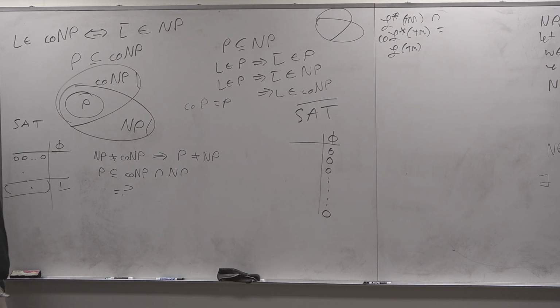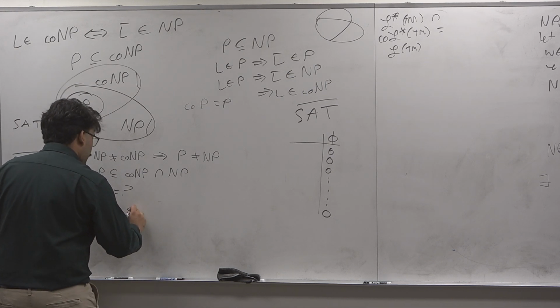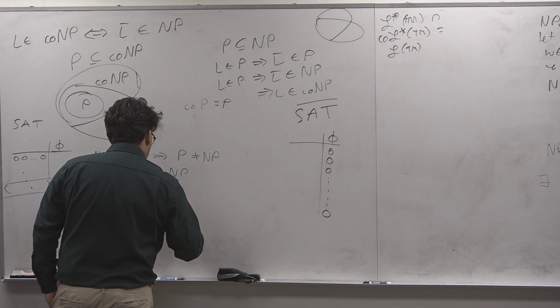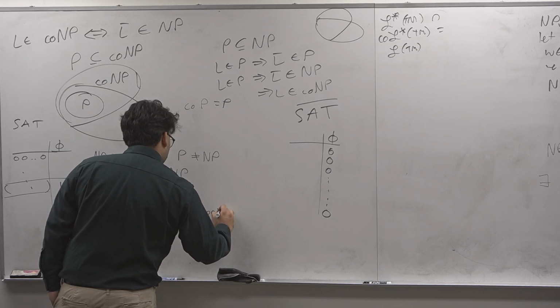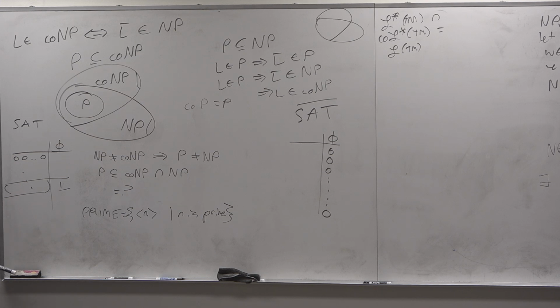Suppose I ask you about the question about primes. Let primes be this language of binary encodings of numbers. Consider the language of primes. Do we think primes is in NP? Let's ask an easier question. Is primes in co-NP? Find a factor of, if you can. Find a factor? That's a great idea.